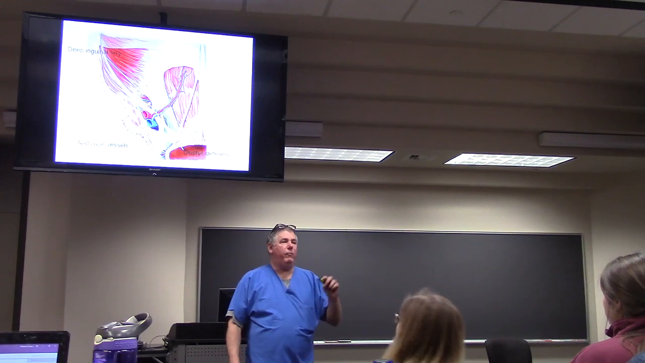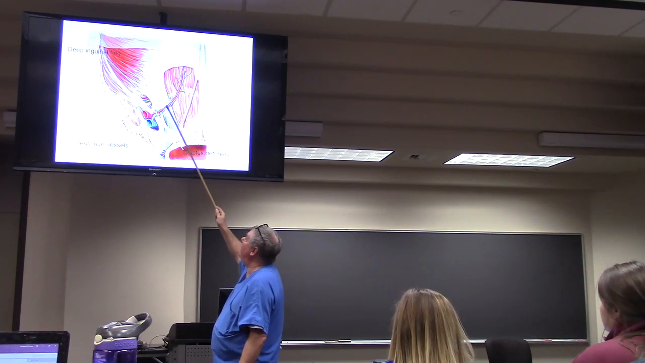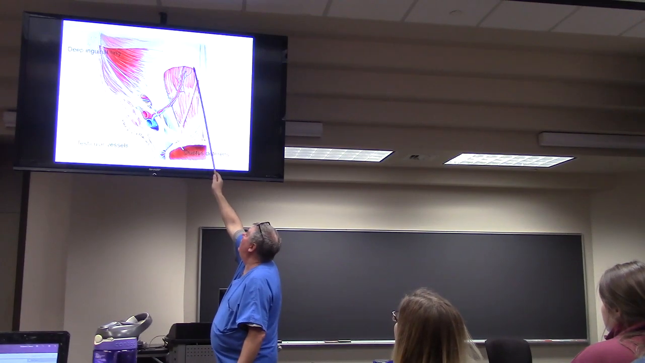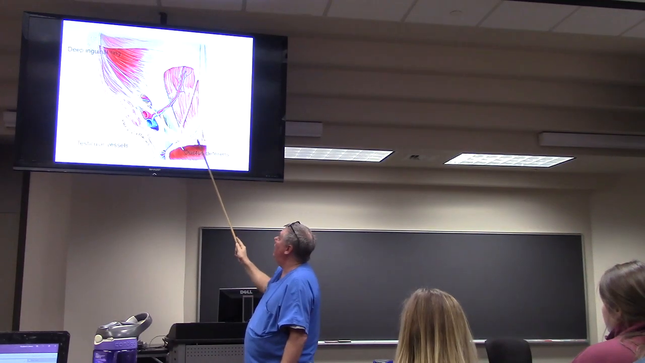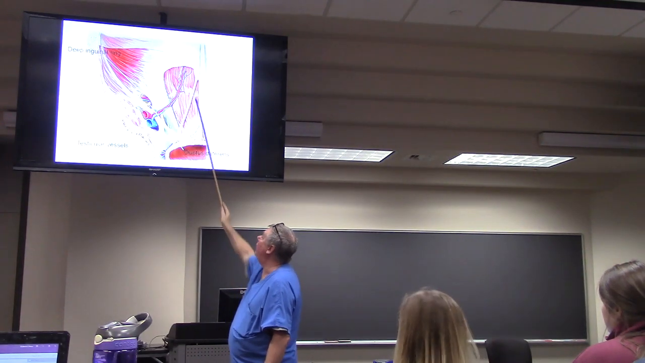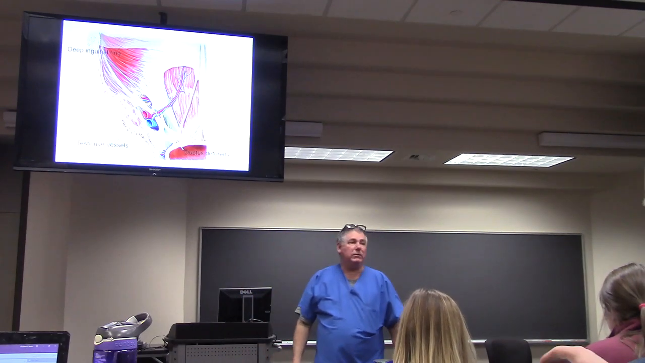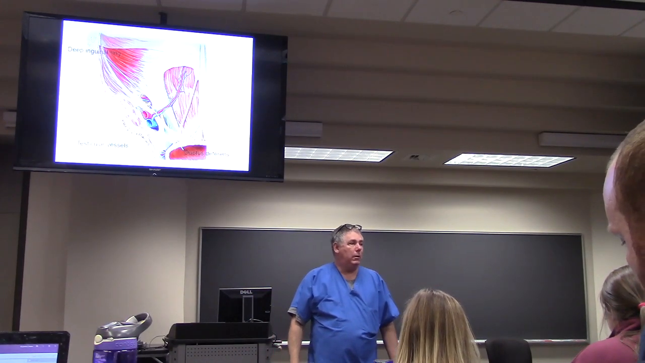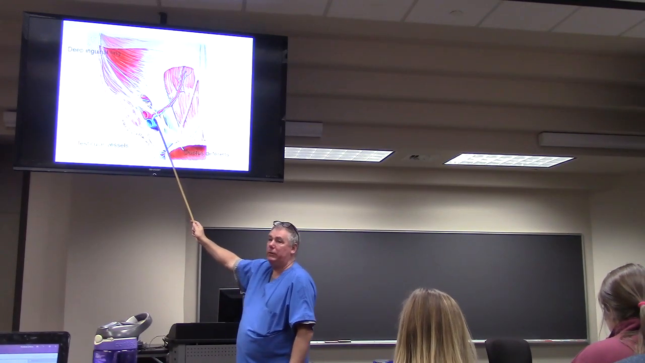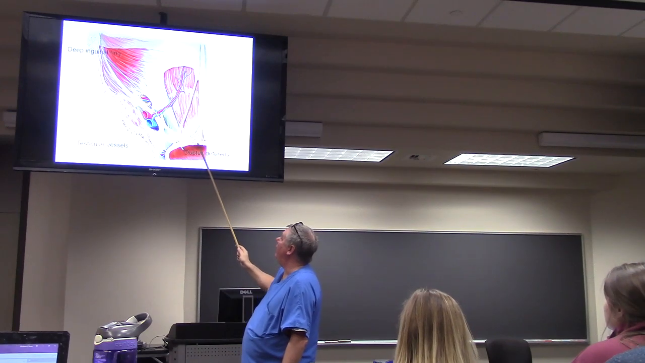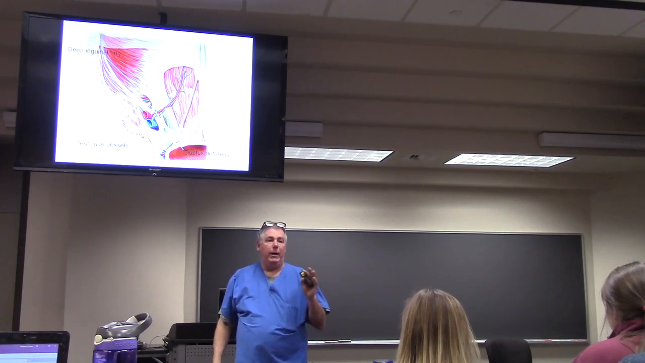If you form an artificial triangle between the inferior epigastric vessels, the midline, or the urachus, and the inguinal ligament, that forms a triangle. That triangle is called Hesselbach's Triangle. It's just an arbitrary triangle. Inguinal ligament, the medial part of it, the urachus, the inferior epigastric vessel. That's called Hesselbach's Triangle.